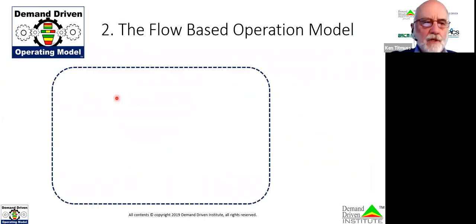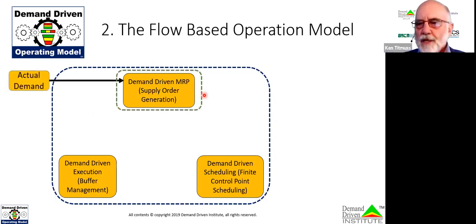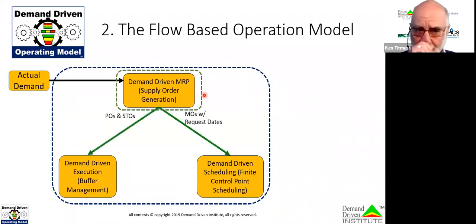So if we look at a flow-based operating model, we start off with demand-driven MRP, and this is the buffers. And this is where we start all DDMRP implementations, by putting in inventory buffers. Now these buffers are being driven, and if you've been on previous webinars, then you'll understand that these are being driven by actual demand coming from the marketplace. And this is the supply order generation. So using the net flow calculation, we calculate when we need to replenish the stock in the buffers.